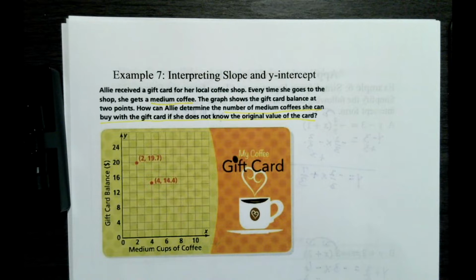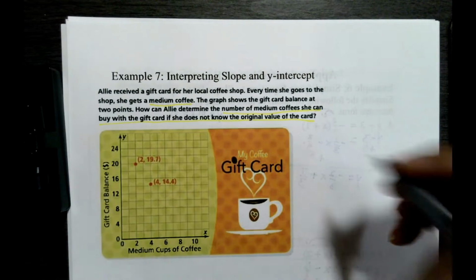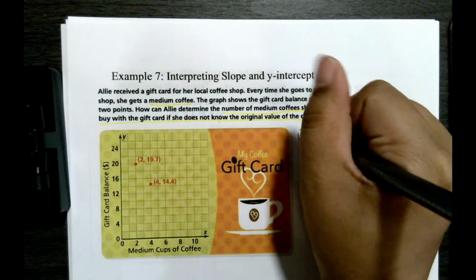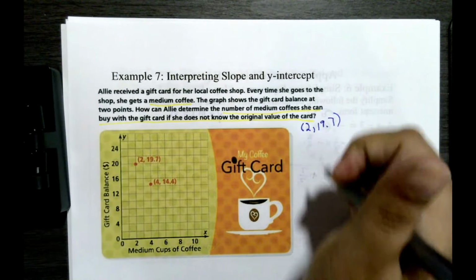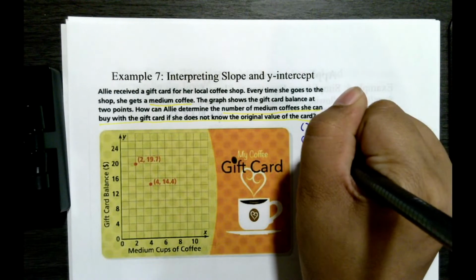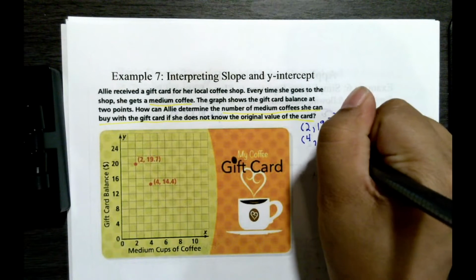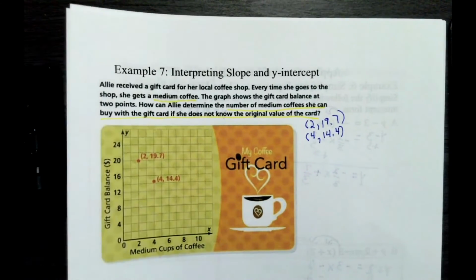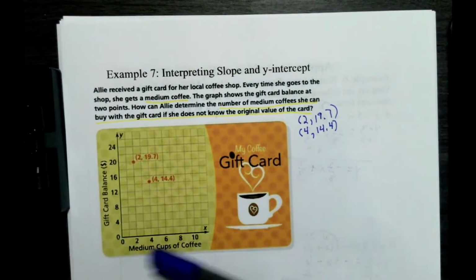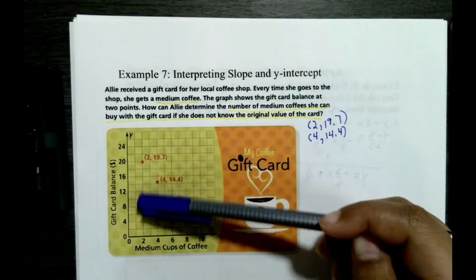Alrighty. So let's talk about this a bit. It's going to take a little time, but hey guys, all the best ones do. So let's look at these points that we're given. We've got 2 and 19.7. We've got 4 and 14.4. So what does this mean? Well, notice that the x-axis has the number of coffees, the y-axis has the gift card balance.